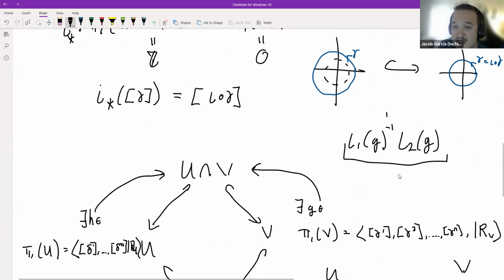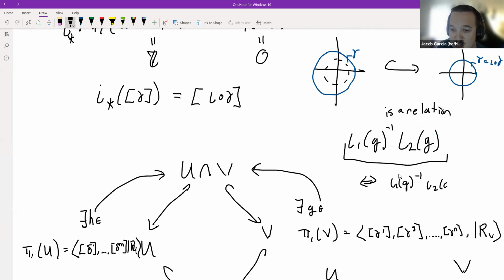Because saying that this is a relation is the same thing as saying that I1 G inverse I2 G is equal to 1, which is the same thing as multiplying both sides, I2 G equals I1 G. So that's what we mean when we're adding this relation. We're saying that these two things are going to be equal, and we're just formalizing that.